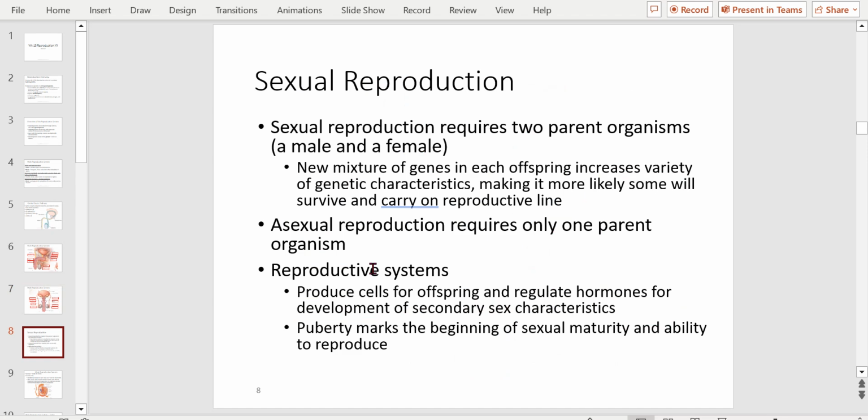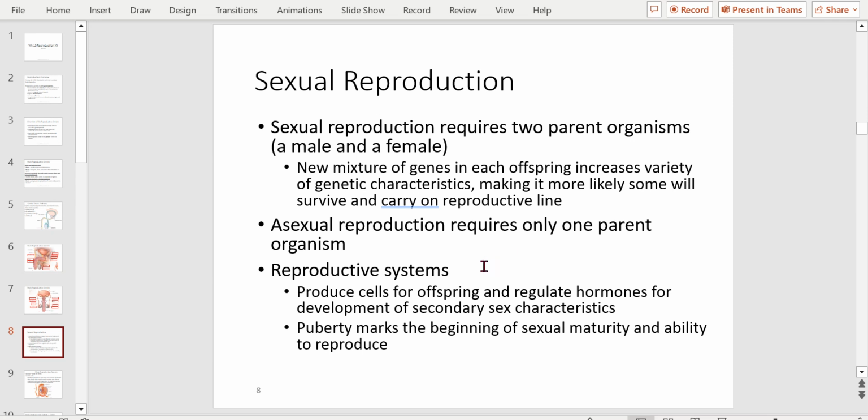Sexual reproduction requires 2 parent organisms, a male and a female. The new mixture of genes in each offspring increases variety. It goes back to that genetic variability where the same 2 parents can have 4 children who look nothing like each other. Genetic variability keeps our children safe and our species moving in the right direction, making it more likely some will survive and carry on the reproductive line. Asexual reproduction requires only one parent organism.